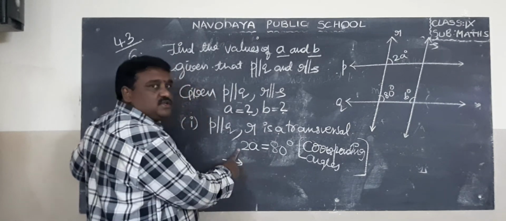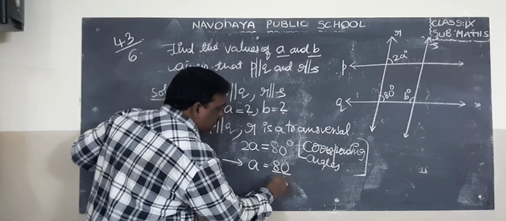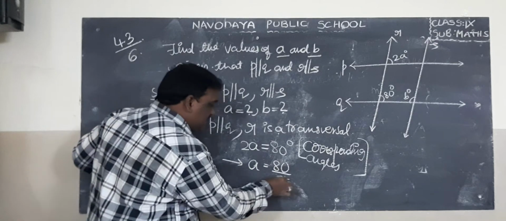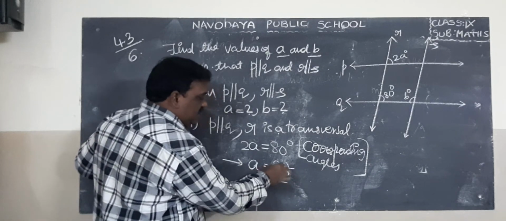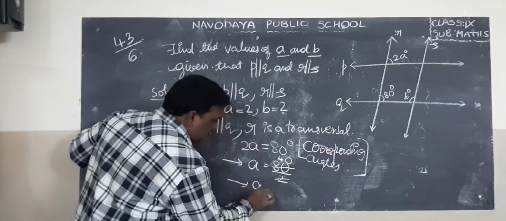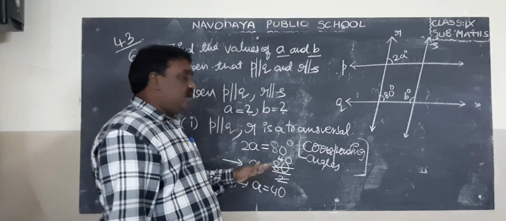Okay na? Then 2a equal to 80. 2 is moving to the right side. A equal to 80 by 2. Cancellation. 2 how many times 80? 2 4s are 8, 0. So what we get? A value 40. A value how much? 40.